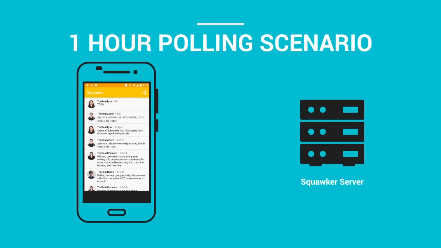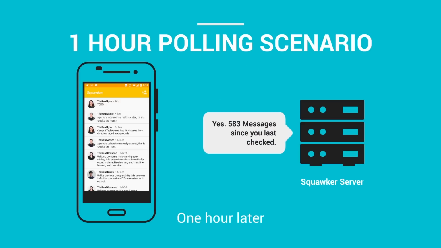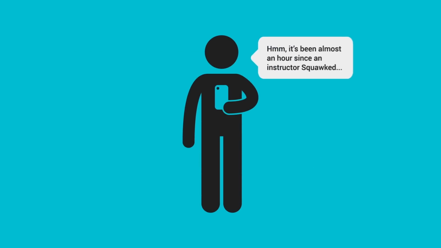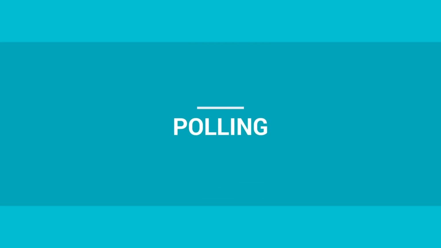So another option would be to check less often than 30 seconds, say every hour. But if you only check the server every hour for new squawks, then you will only get new messages every hour and not in real time. Remember, we want our users to get squawks within milliseconds of them being sent from the server, and not an hour late. Neither the option of polling every 30 seconds or polling every hour seems really that great.